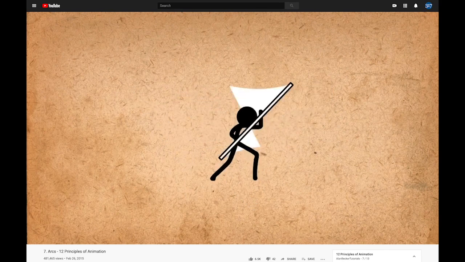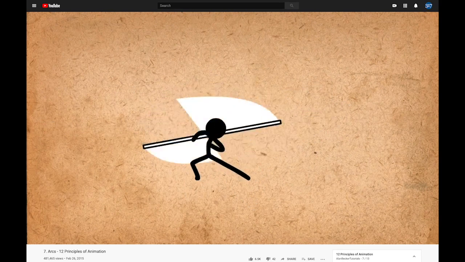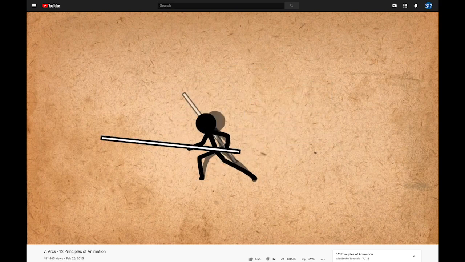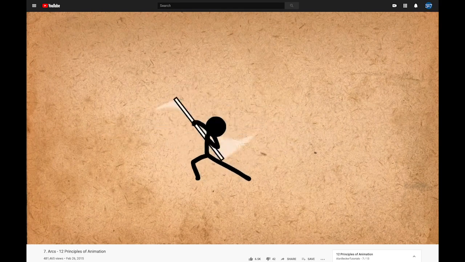When movements are very fast, you can add arcs in the form of a smear. Take the beginning and end pose and draw an arc in between and fill it in the same color as the object, maybe slightly transparent or fragmented towards the end of the action. So that's it for arcs.